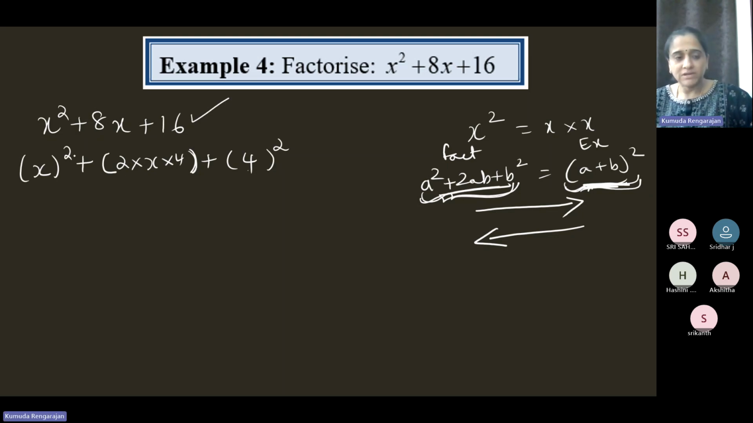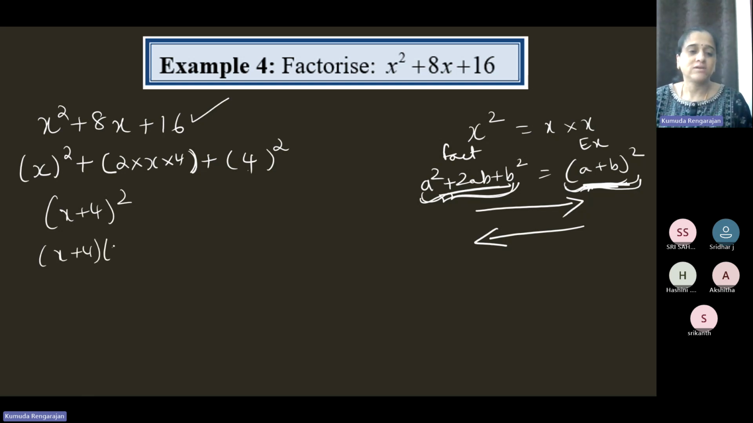So the given expression can be written in this form: a squared plus 2ab plus b squared. So the answer is (a plus b) the whole square, (x plus 4) the whole square, which is nothing but (x plus 4) into (x plus 4). See, we have factorized: x plus 4 into x plus 4, we have factorized.